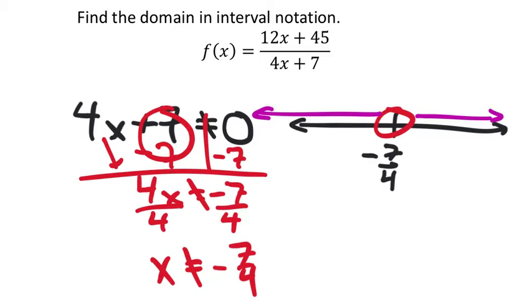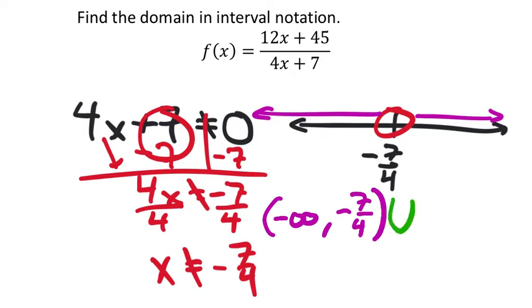So for our interval, this purple line goes all the way to negative infinity. It's going to stop at negative 7/4. That's not included, so we have the closed parenthesis there. We'll unite this, once again starting at negative 7/4, not included, and go all the way to infinity, also not included. So there's our interval right there.